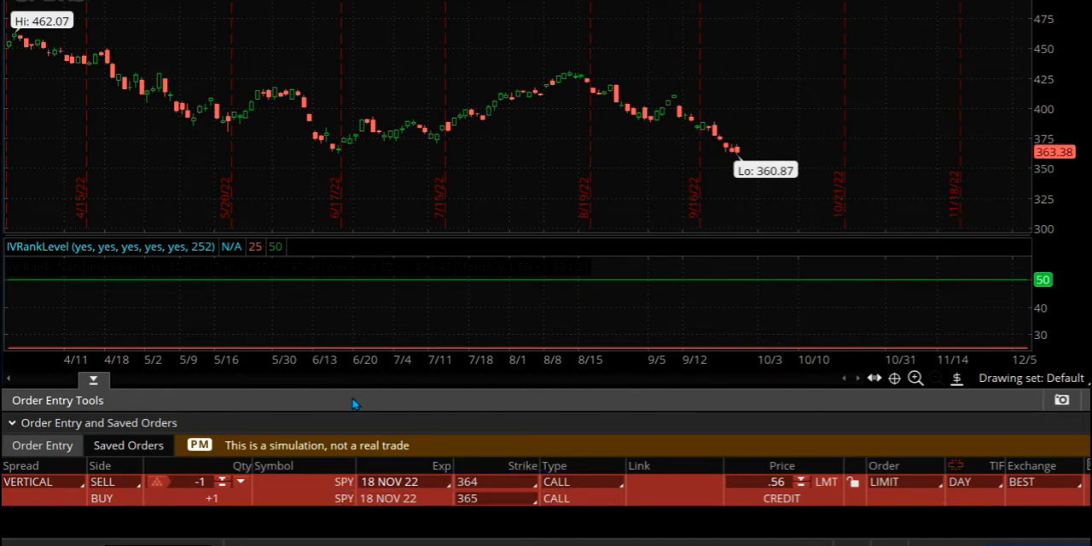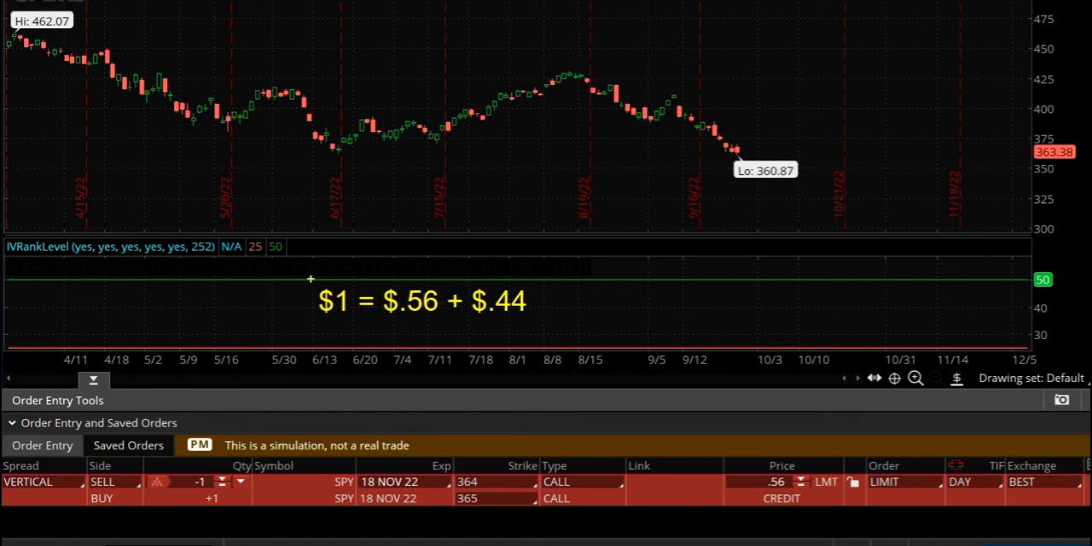So what does that mean? Well, as we know, max potential profit plus max potential loss always has to equal the width of the strikes. So in the case of verticals, this is a dollar wide, 364 to 365. If we sell this for 56 cents, whatever we sell a vertical for is the most we can make for it. So in this case, 56 cents would be max potential profit. So in order to make it equal a dollar, we'd have to have max potential loss at 44 cents.